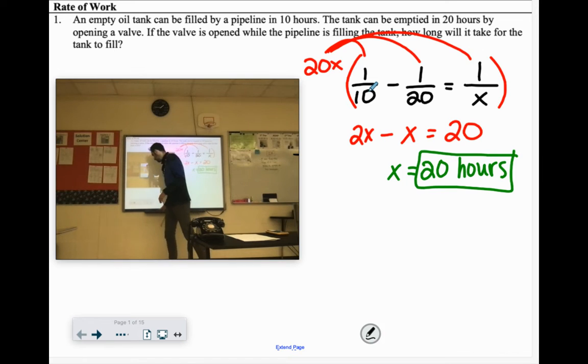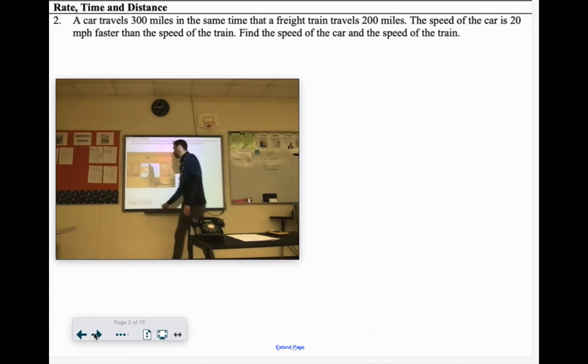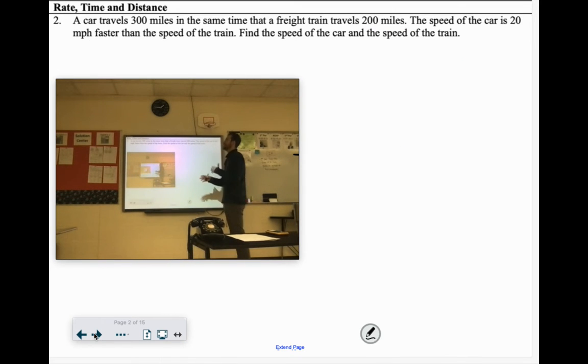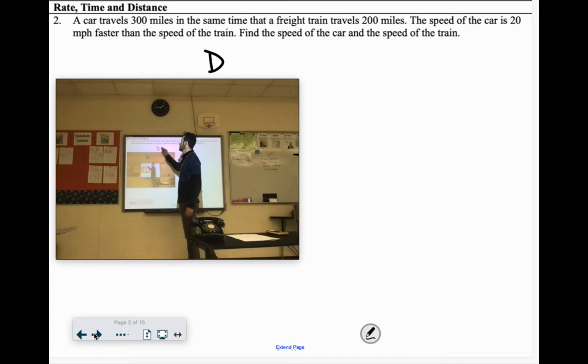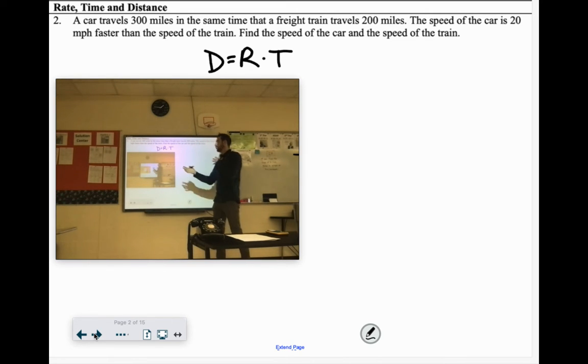All right. The other type of problem is the distance, time, rate, time, and distance. So the formula that we start with is distance equals rate times time. And sometimes we might need to readjust that formula. But to me, it is most helpful to come up with a chart for our problem here.